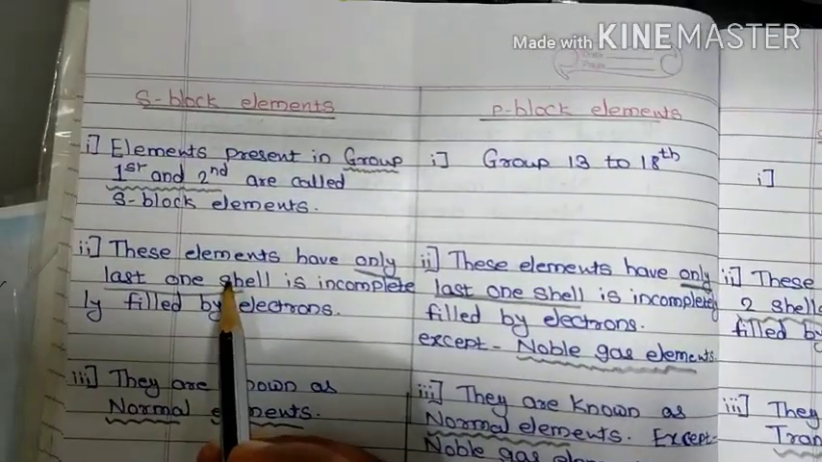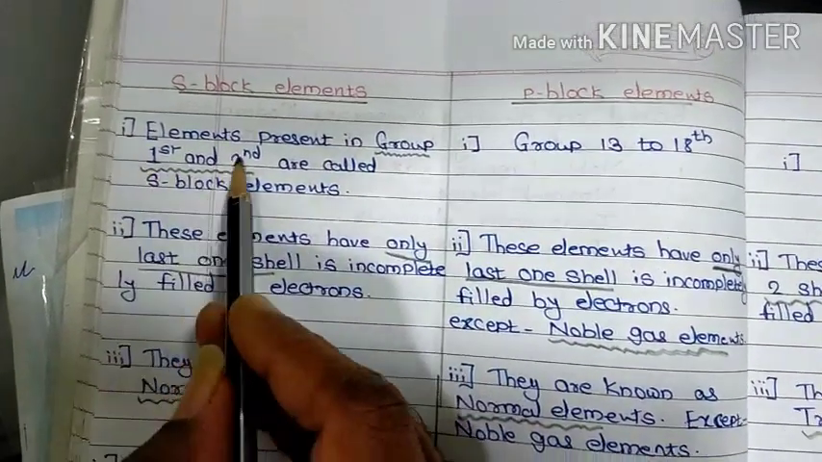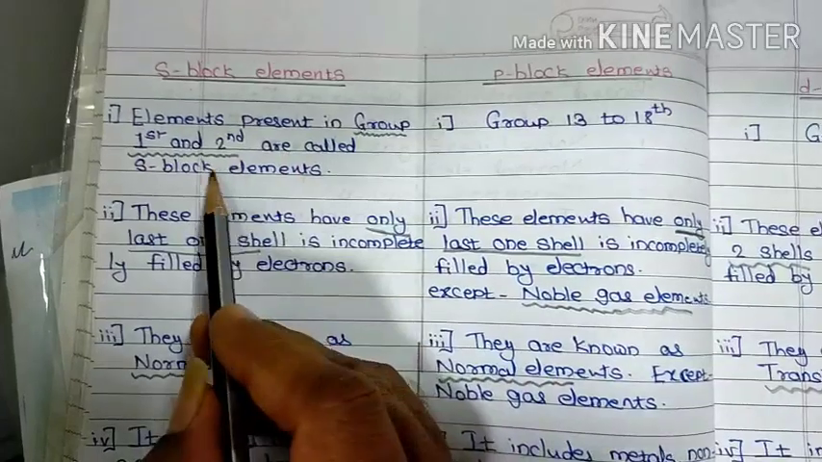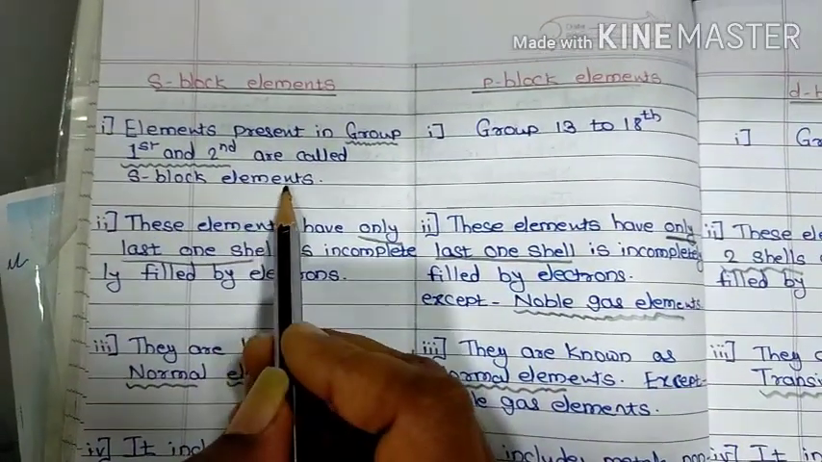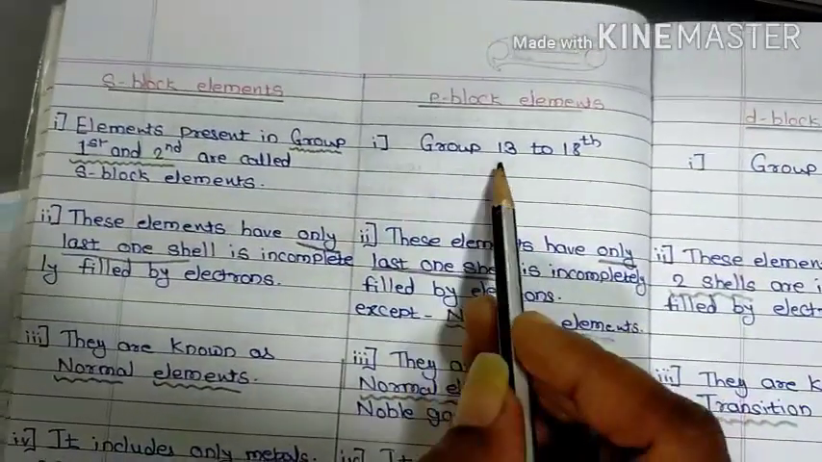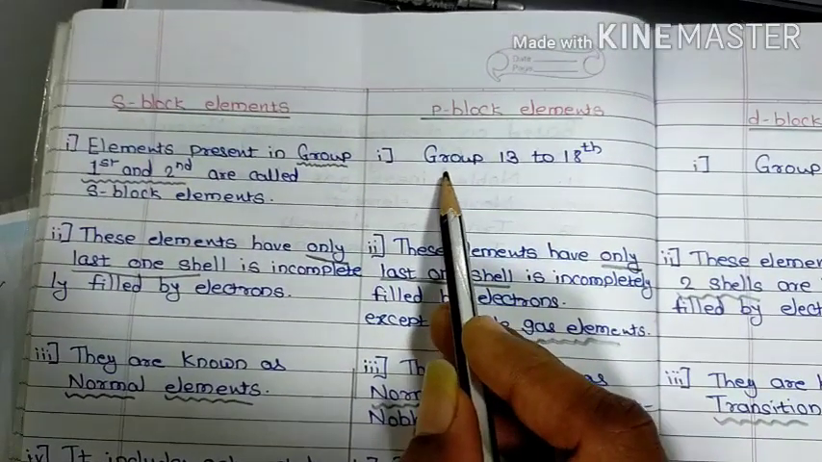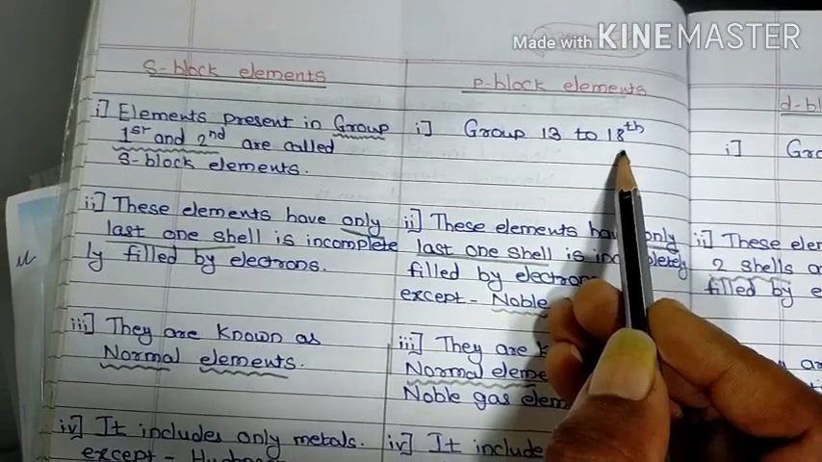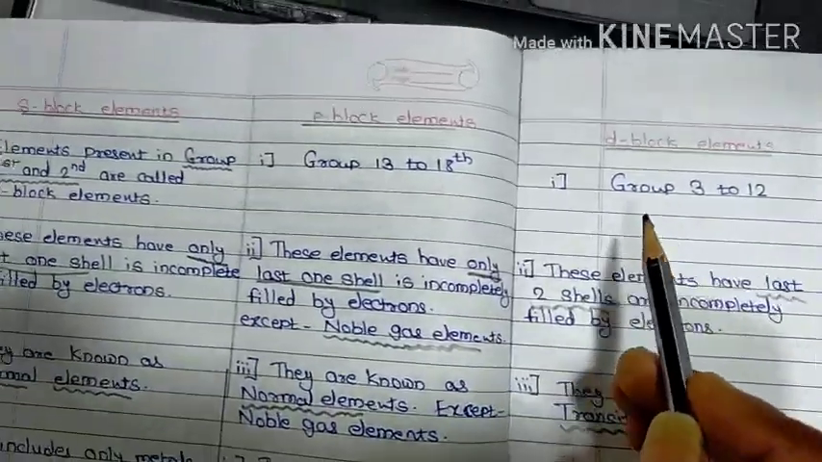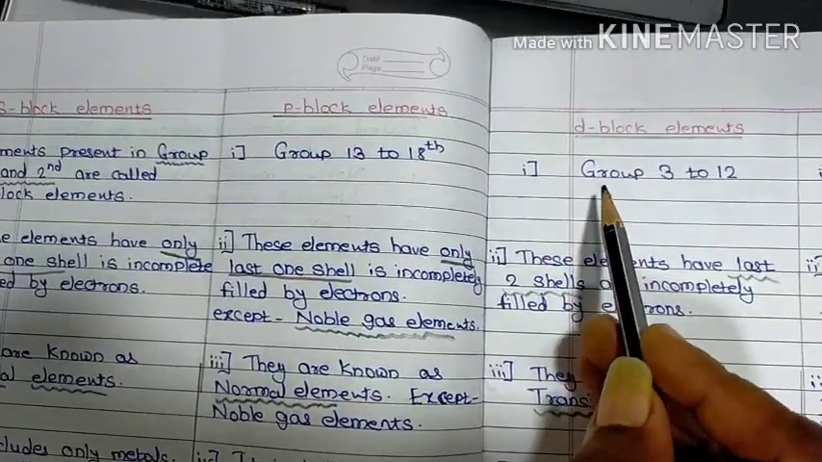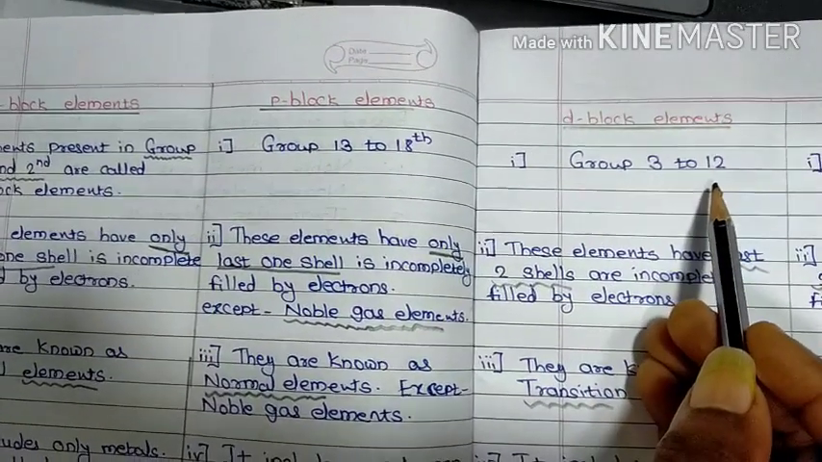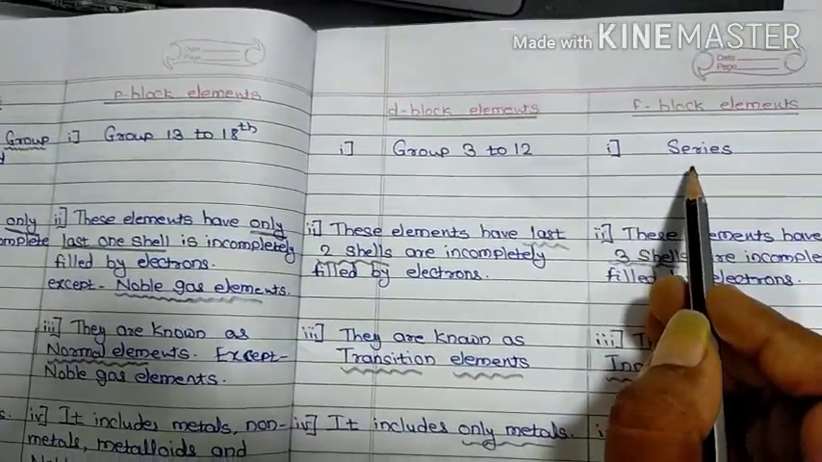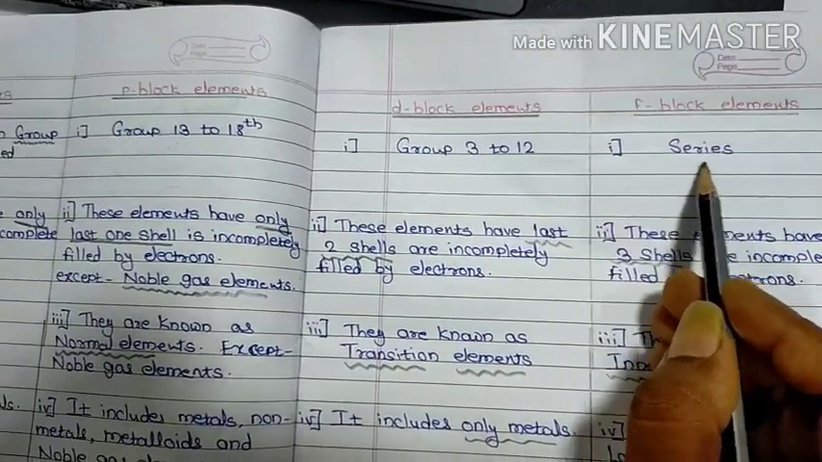Elements present in groups first and second are called S block elements. For P block elements, elements present in groups 13 to 18 are called P block elements. For D block elements, elements present in groups 3 to 12 are called D block elements. For F block elements, elements present in the series.